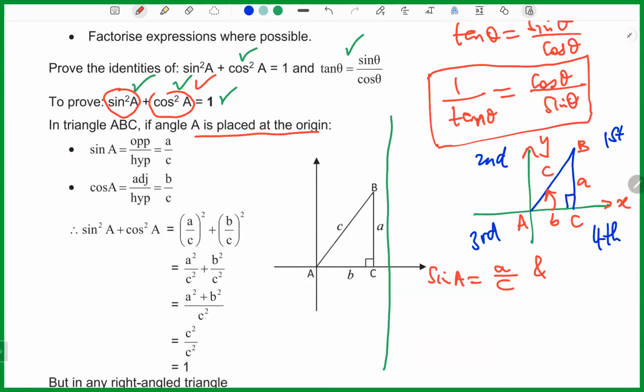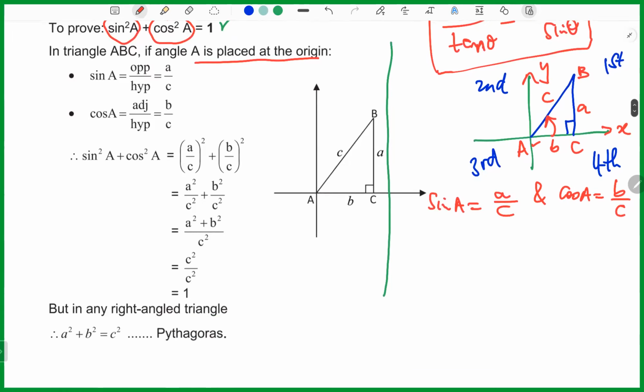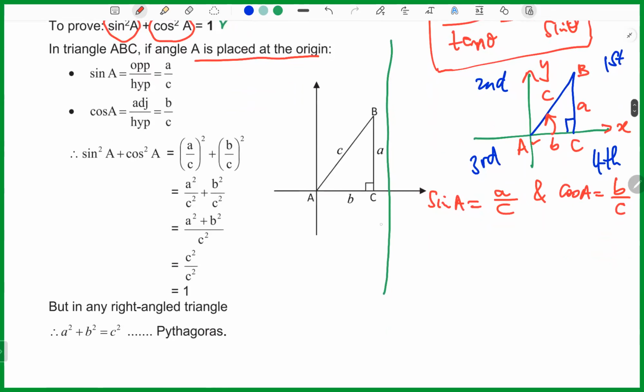So you'd say the cosine of the angle A at the origin there. According to SOHCAHTOA, the cosine is the adjacent over the hypotenuse. So it's going to be that. And therefore, we are in business and we continue to solve this problem as follows.